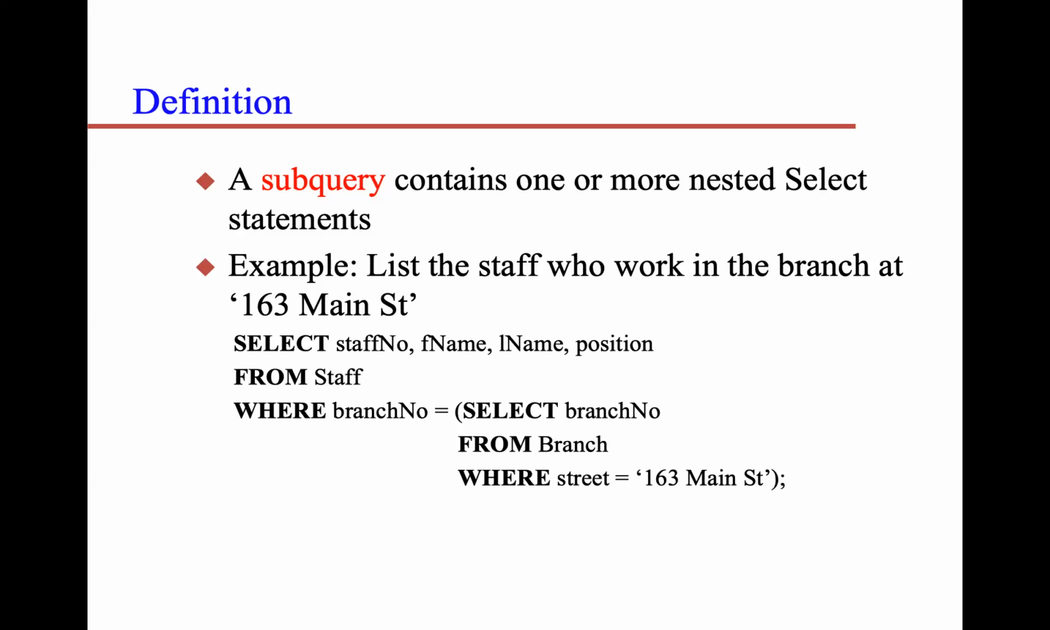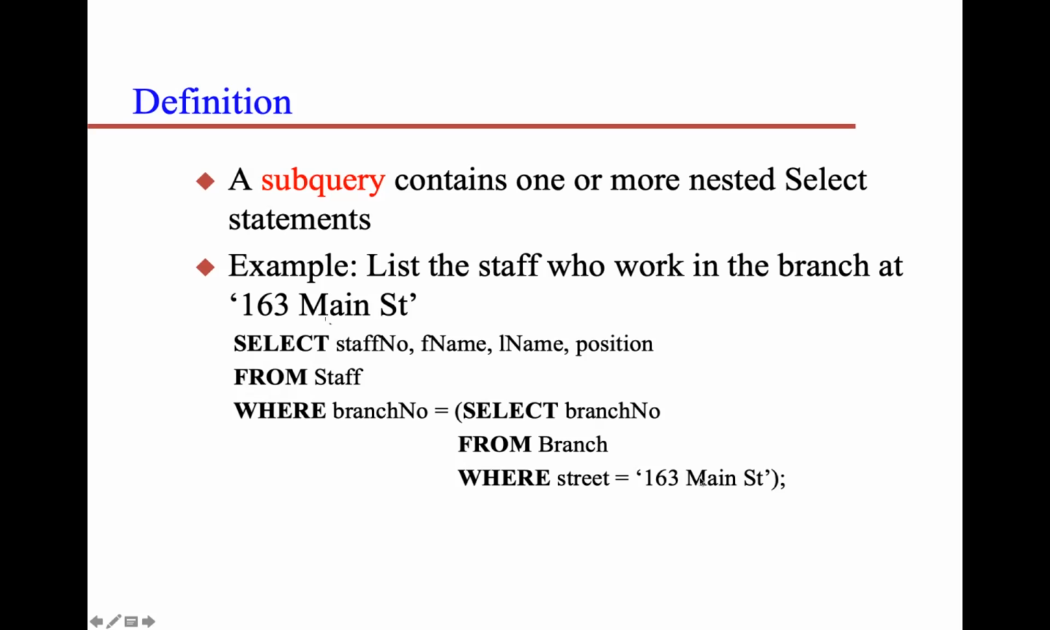So a subquery, you've already seen some of them, is simply a query that contains one or more nested select statements. So for example, if I want to list the staff who work in the branch at 163 Main Street, one way to do that is to select staff from staff where the branch number equals. And now this right here is a subquery because it's nested. It selects the branch number from branch where street is 163 Main Street.